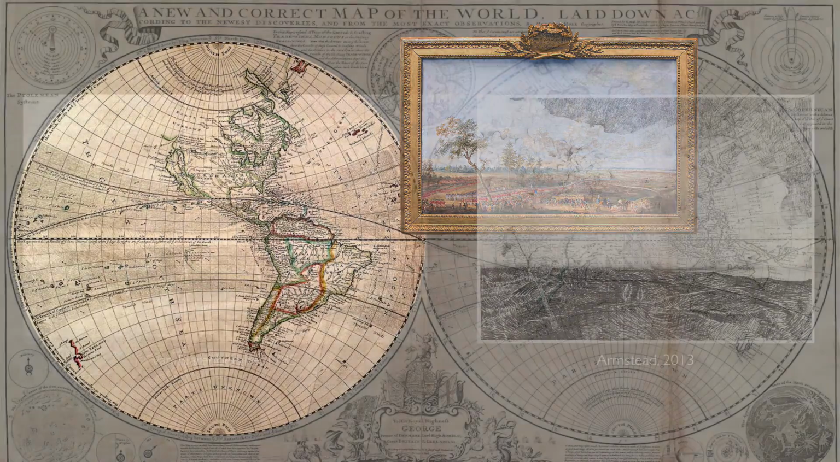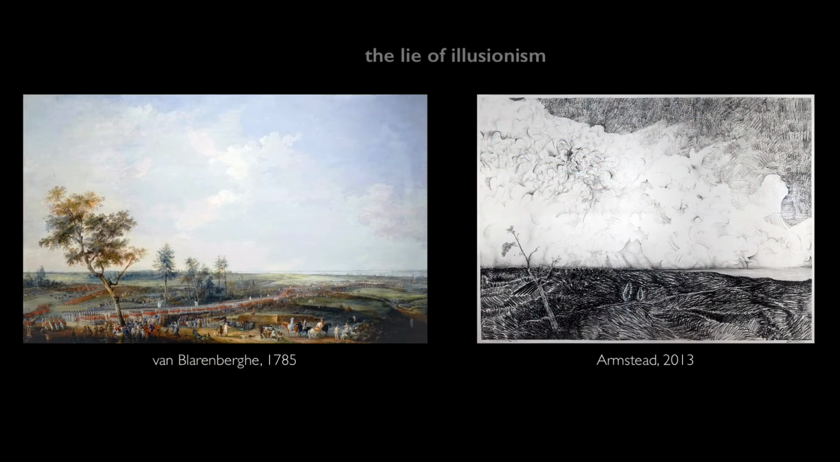Blerenberg makes a painting that will satisfy the patron, but doesn't have that much to do with history. There are two kinds of lies at work. There's the lie of illusionism. We're looking at a flat canvas, or in this case, a flat piece of paper, and yet we have this vast landscape that stretches out before us. But there's another lie, which is the history, which is the story that's being told.